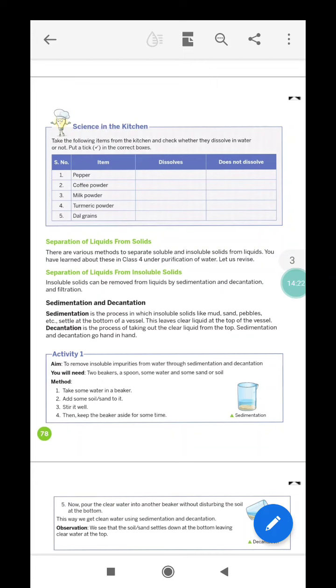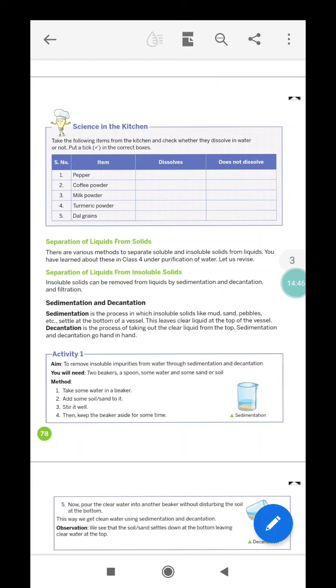Now we will do sedimentation and decantation. Sedimentation is the process in which insoluble solids like mud, sand, pebbles, etc. settle at the bottom of the vessel. These leave clear liquid at the top of the vessel. Decantation is the process of taking out the clear liquid from the top. Sedimentation and decantation go hand in hand.